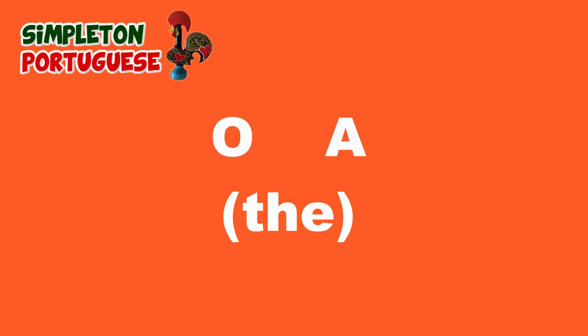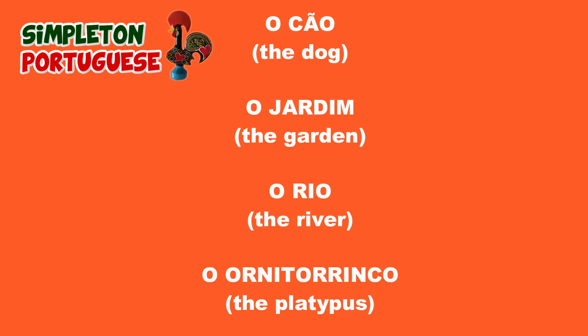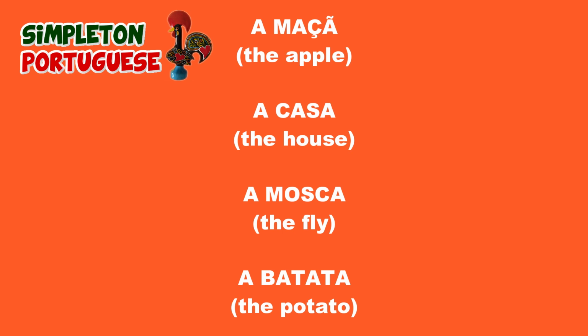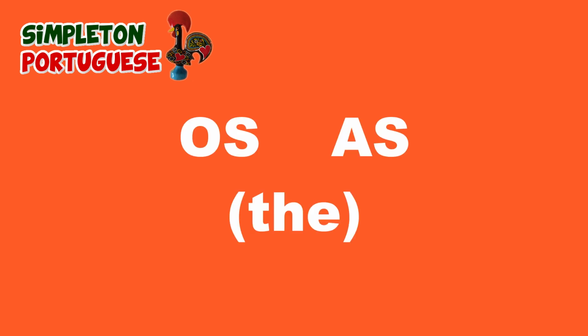The difference is that they can be either masculine or feminine, and singular or plural, depending on the words that follow them. The Portuguese definite article, what in English would be "the", is "o" in the masculine form and "a" in the feminine form. Some examples: o cão, the dog; o jardim, the garden; o rio, the river; o ornitorrinco, the platypus. And the feminine form: a maçã, the apple; a casa, the house; a mosca, the fly; a batata, the potato. And here are the plural forms: "os" and "as".